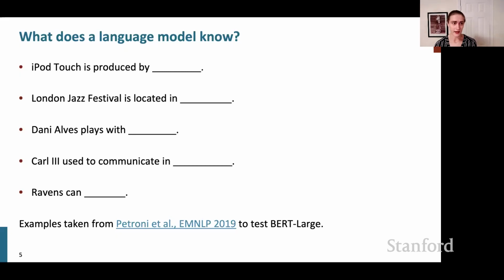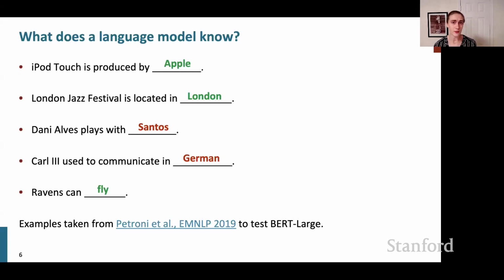iPod Touch is produced by Apple. London Jazz Festival is located in London. Danny Alves plays with Santos. Carl III used to communicate in German, and ravens can fly. So here we have the correct predictions in green and the incorrect predictions in red.